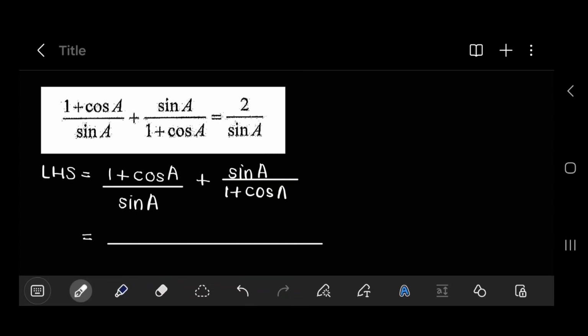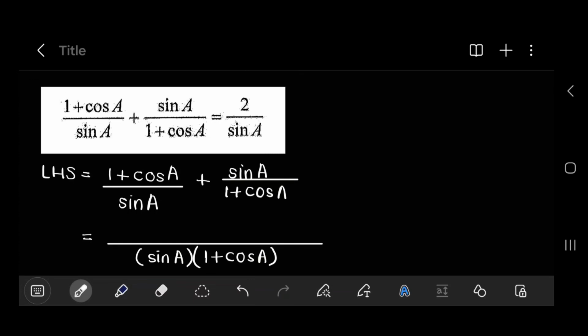To get this to be one fraction, we need to have an LCD. So to get this new denominator, we are going to multiply both denominators together. Now, we can show them in brackets to show that they are being multiplied. So in one bracket, we have sine A, and in the other bracket, 1 plus cos A.